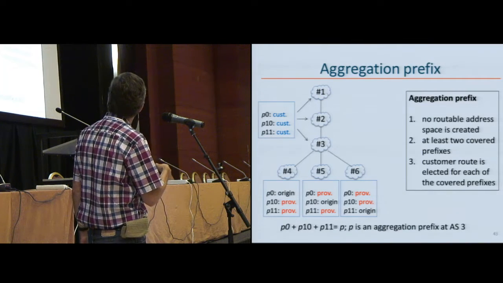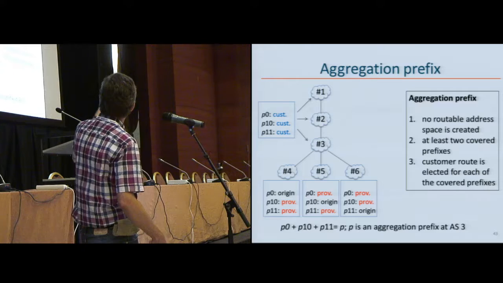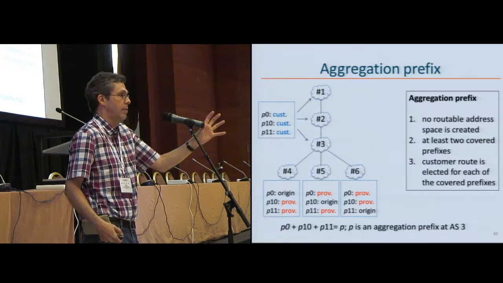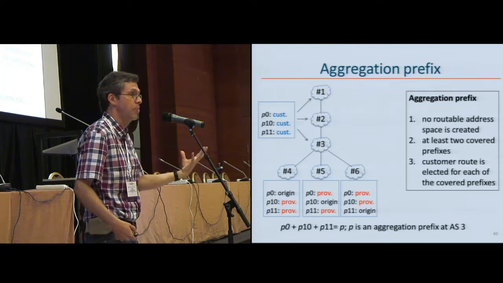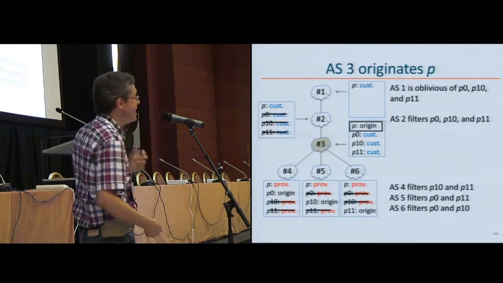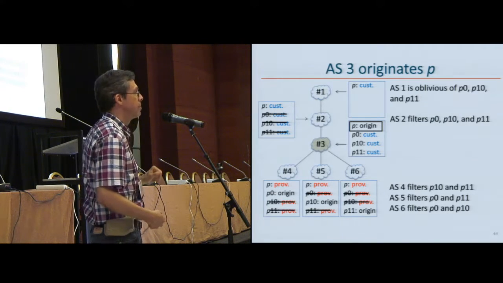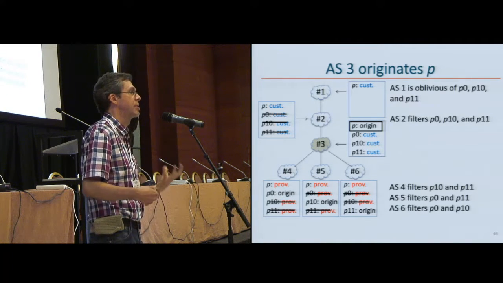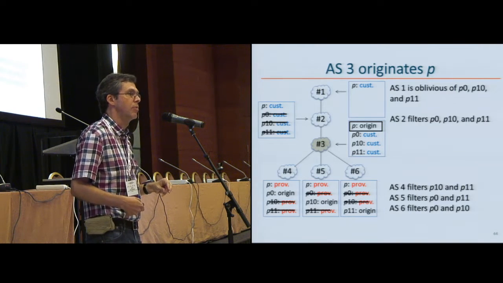Now AS3 elects a customer route for P0, P10, and P11. Thus, it can create an aggregation prefix P. It does not create new address space. It's already there on account of P0, P10, and P11. It covers at least 2 of those prefixes, and it elects a customer route for all of them. So if AS3 indeed creates, as an origin, prefix P, this allows AS2 to filter P0, P10, and P11. And AS1 will be oblivious even of those prefixes. Okay? The other ASs below, AS4, 5, and 6, will also be able to filter some of the prefixes.